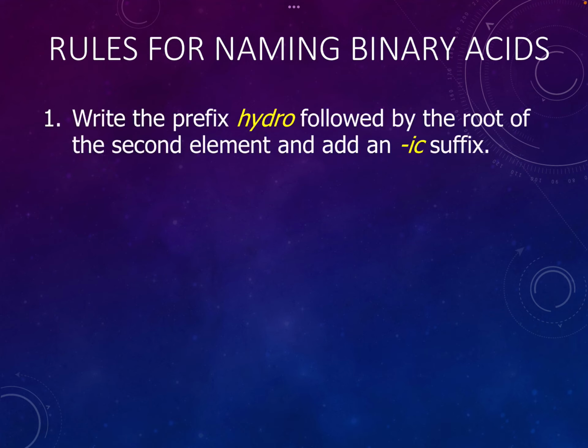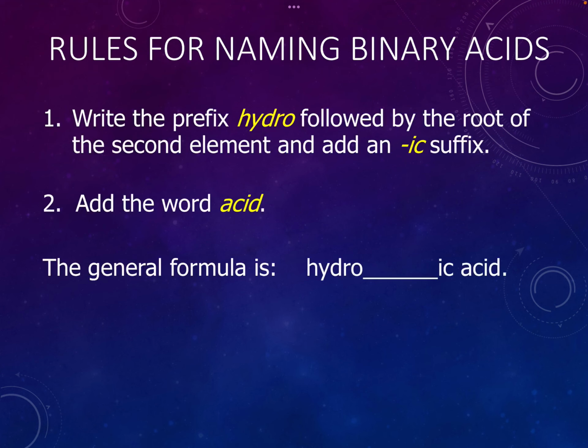So here are our rules for naming binary acids. And by binary acids, I mean it's going to have hydrogen and one other element. So like hydrogen and chlorine or hydrogen and bromine, but just that one other element. Okay, so our first rule is that we're going to use the prefix hydro followed by the root of the second element and add ic. So essentially our general formula is hydro something ic acid, and it's always going to just change this middle bit here.